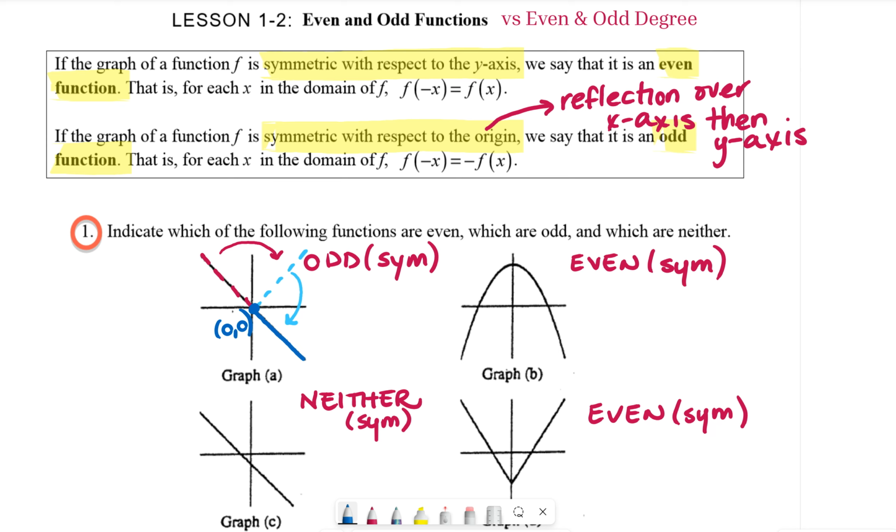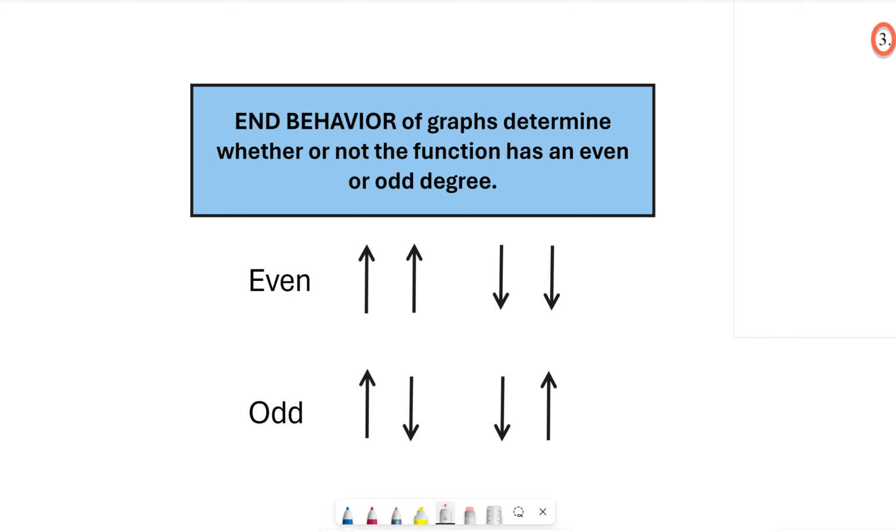So in our table, or not our table, in the rectangle above, we have addressed symmetry with respect to the y-axis and the origin. Now let's talk about the even and odd degree. What does even and odd degree mean? If you would, take a moment and go ahead and copy down this definition.